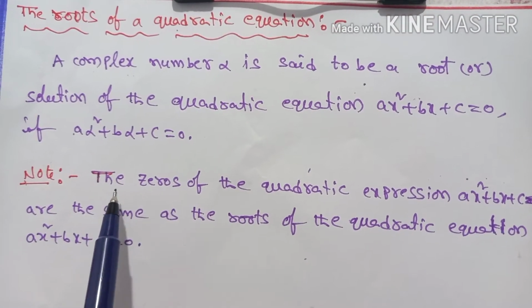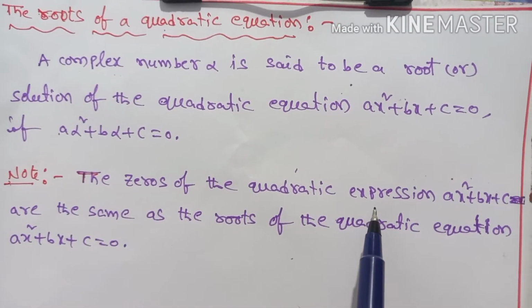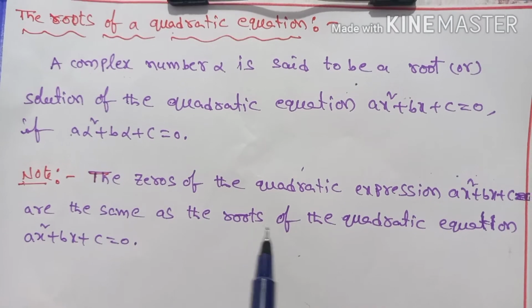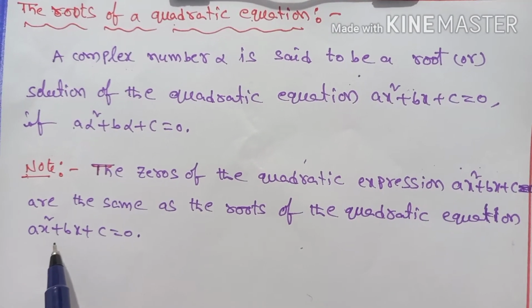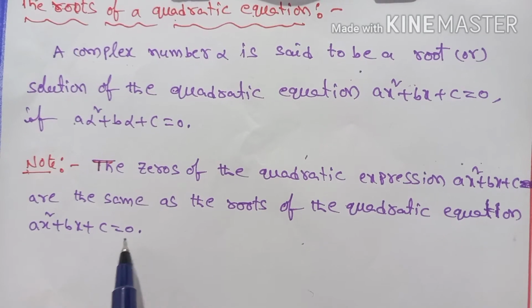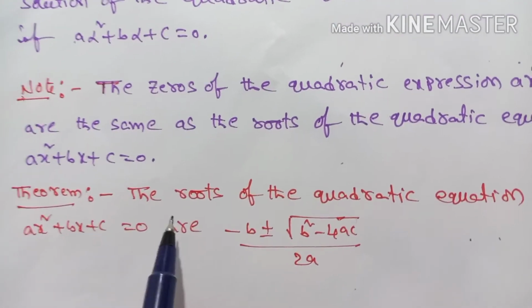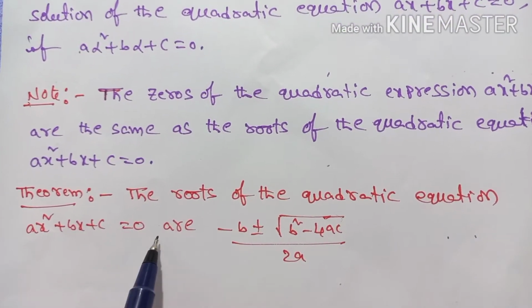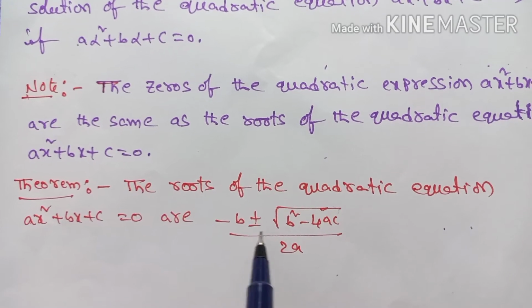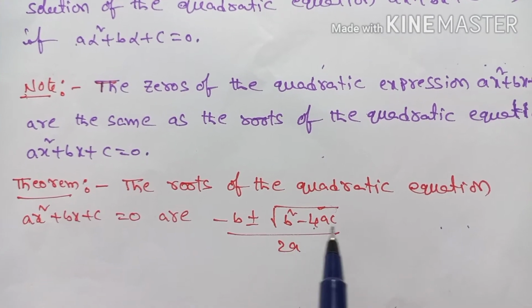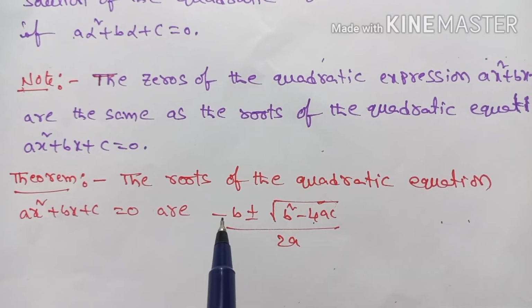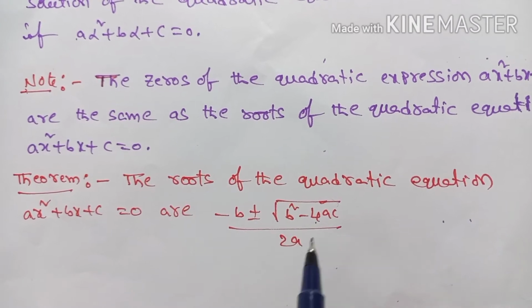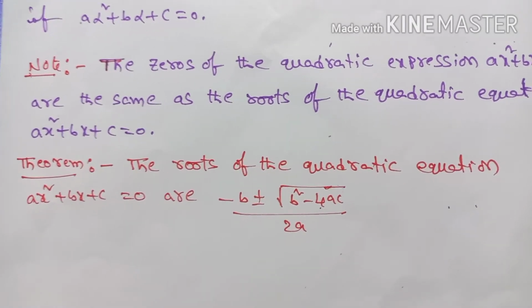Note point: the zeros of the quadratic expression ax square plus bx plus c are the same as the roots of the quadratic equation ax square plus bx plus c equal to 0. Theorem: the roots of the quadratic equation ax square plus bx plus c equal to 0 are minus b plus or minus root of b square minus 4ac, by 2a. Here two roots are there: minus b plus root of b square minus 4ac by 2a, and minus b minus root of b square minus 4ac by 2a. Okay, proof.